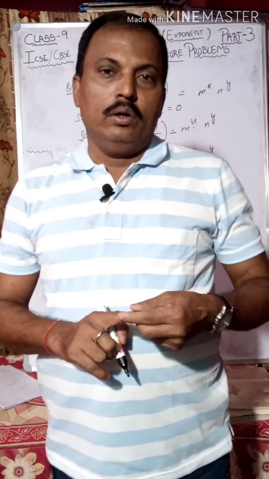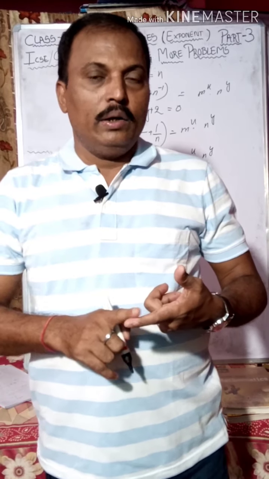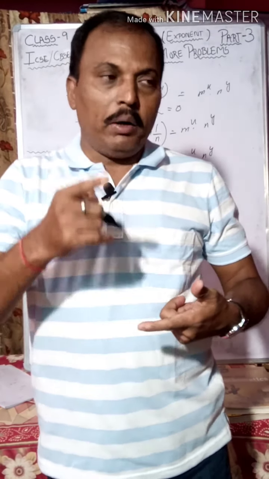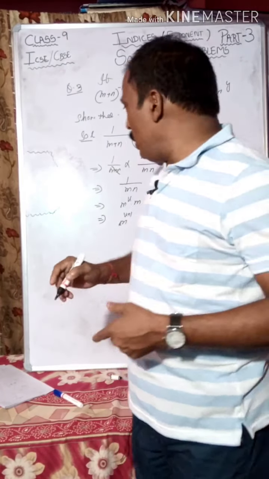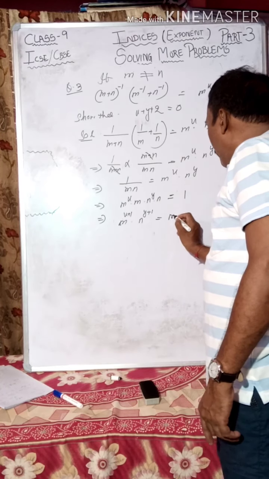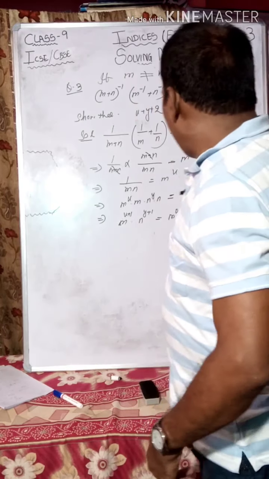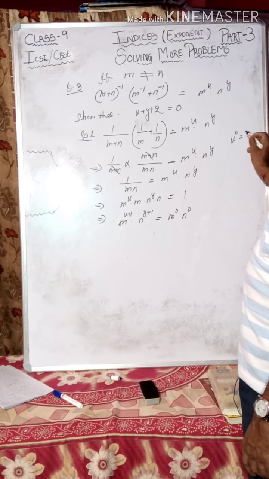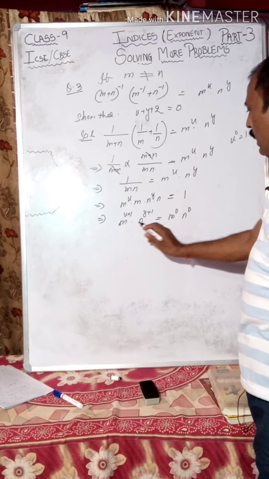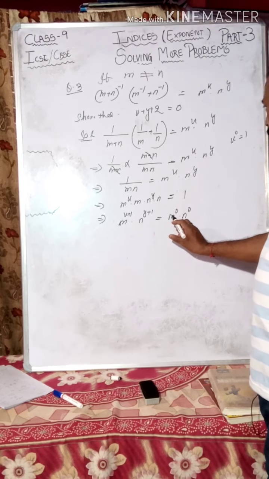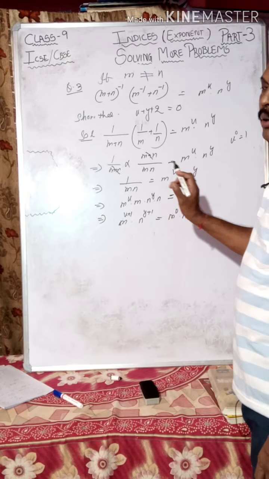Instead of 1, in the place of 1, we can write anything else, any non-zero number whose power is 0, and the result will be 1. So here we will take m to the power 0 into n to the power 0. Is it wrong? No, because anything to the power 0 is equal to 1. In 1, we can write m to the power 0 into n to the power 0. Now m factor equal to m factor, n factor equal to n factor.